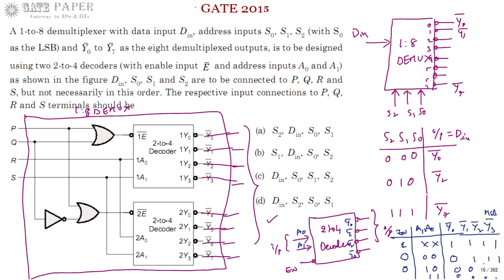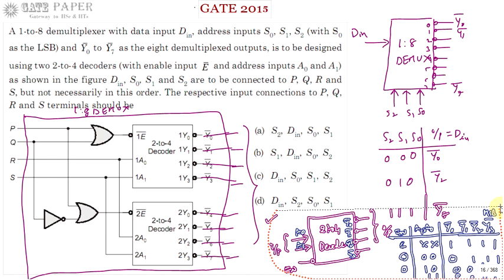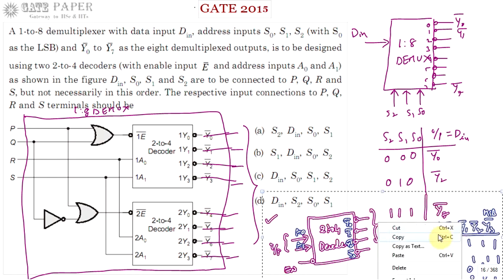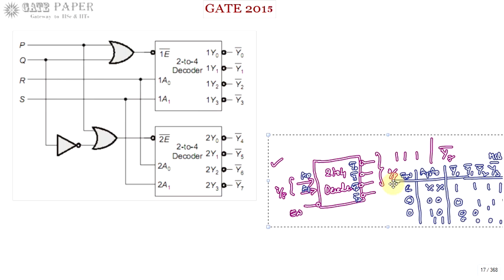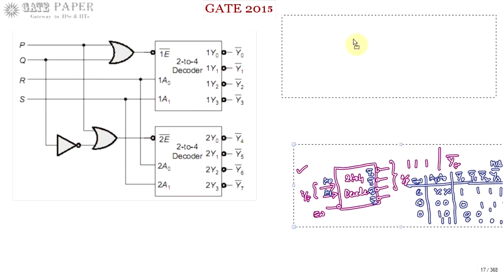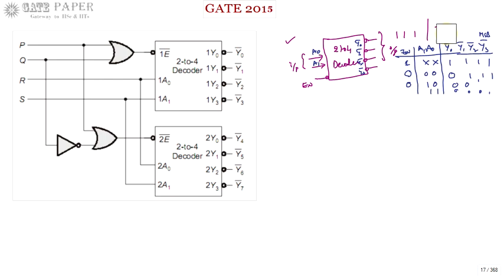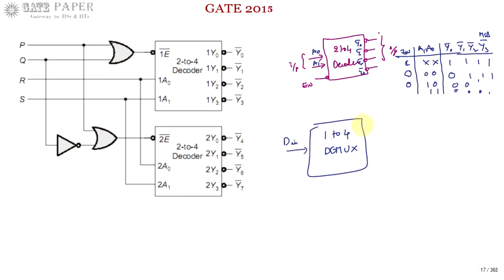Now if you check the 2-4 decoder and the 1-4 demultiplexer, right now we have seen the operation of the decoder. So this is the decoder operation. And now we will see the demultiplexer operation. So, the 1-4 demultiplexer will have only one data input, 4 outputs and 2 address lines.